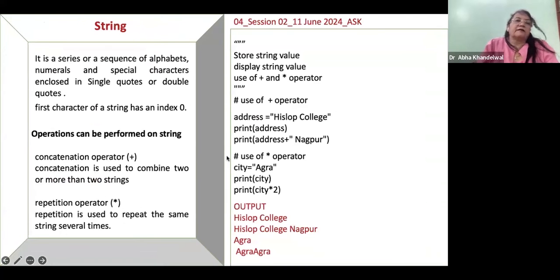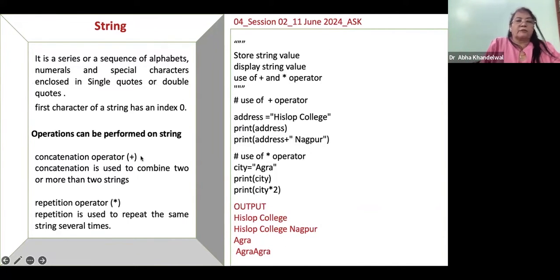Second is the string constant. A string constant is a series or sequence of alphabets, numerals, and special characters enclosed in single quotes or double quotes. So I have been repeatedly telling you that this is a string. Whatever you put in double quotes, you are free to write any character inside it, and it will be treated as a string constant. Operations which can be performed on it are that you can concatenate strings and use the repetition operator. So let us use them.